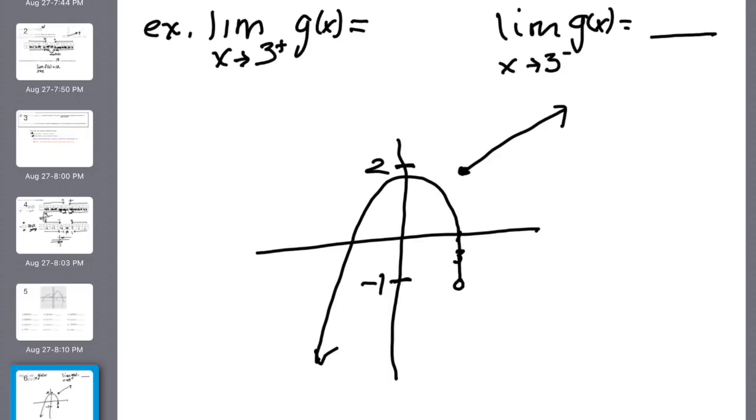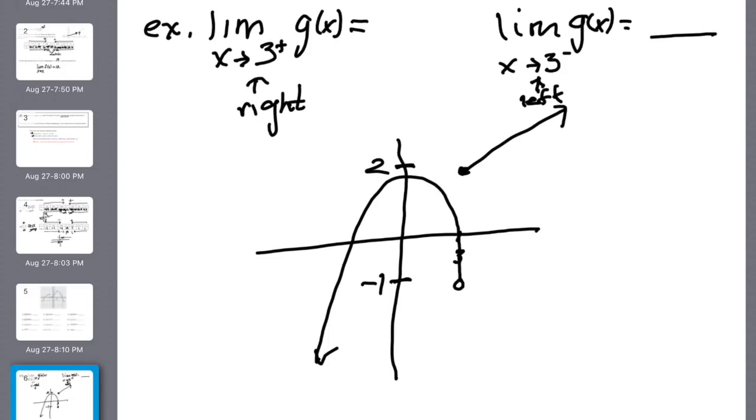So I'm going to choose a highlighter down here. When we talk about 3 from the positive side, that means we're approaching from the right side of the value. That little plus sign is not the value of 3, it's the approach. If we're talking about the negative, that's the left side of that x value.